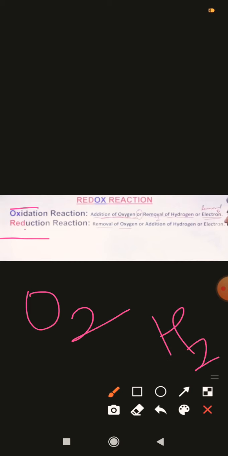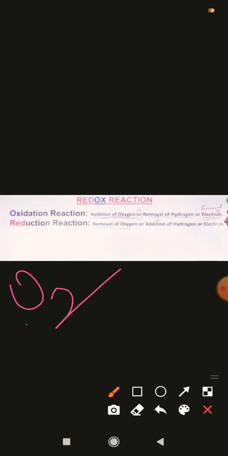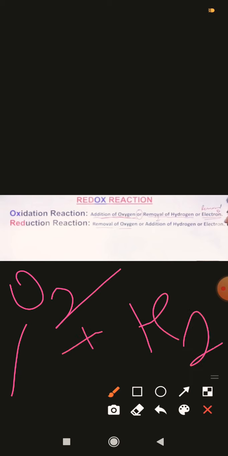So what is an oxidation reaction? The first part of a redox reaction, we can also say oxidation reaction, is the addition of oxygen, addition of O2, or removal of hydrogen, meaning removal of H2. It is known as an oxidation reaction. Understood? And reduction is the removal of oxygen and addition of hydrogen.